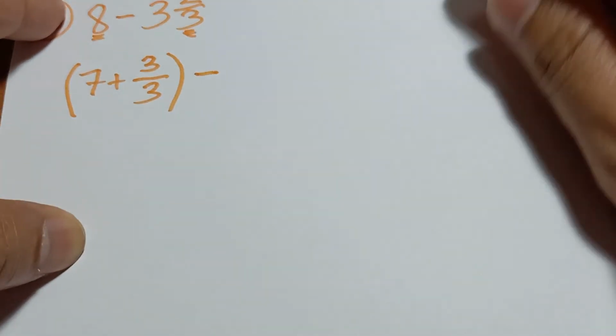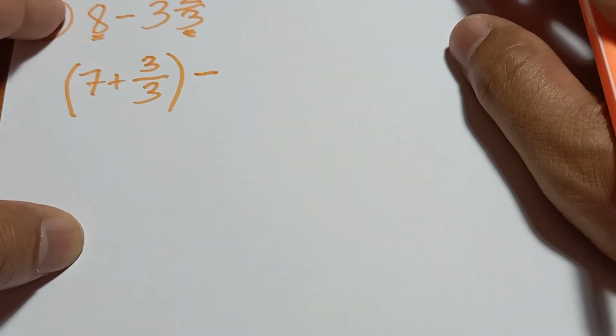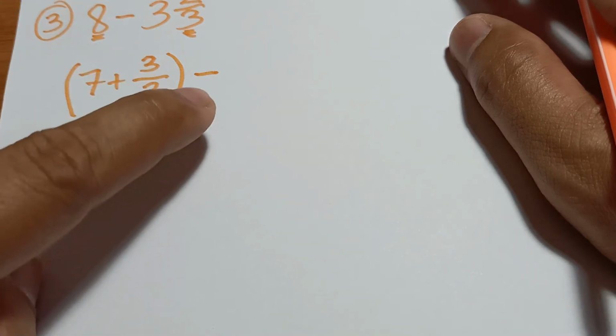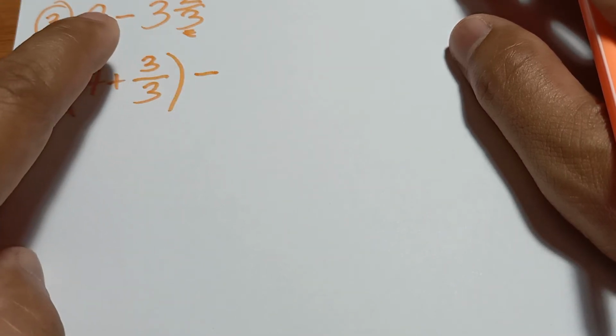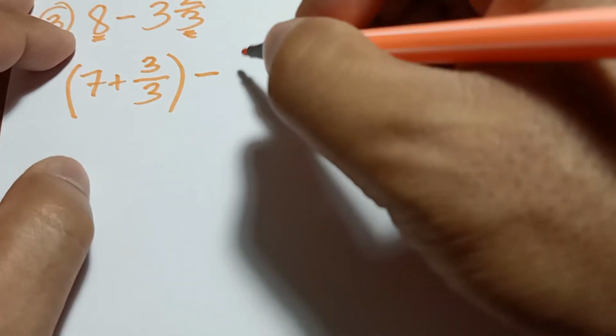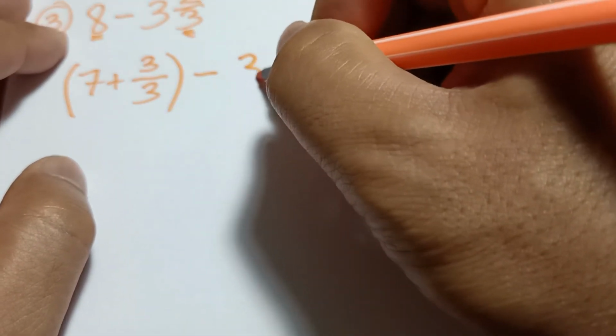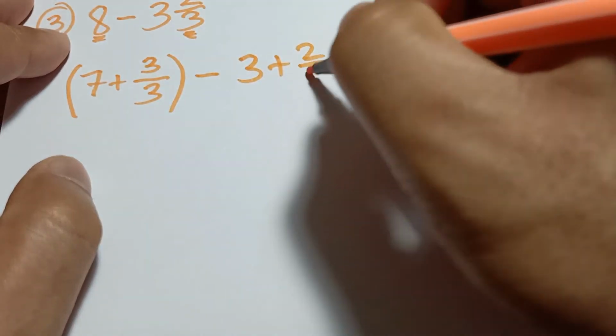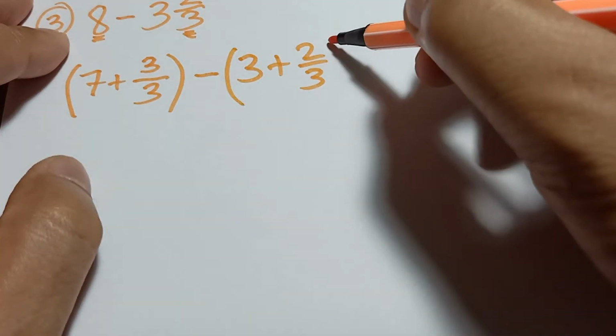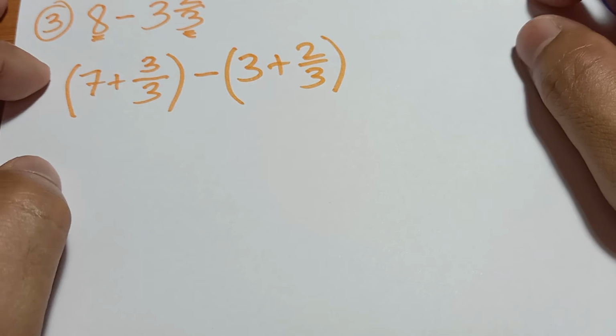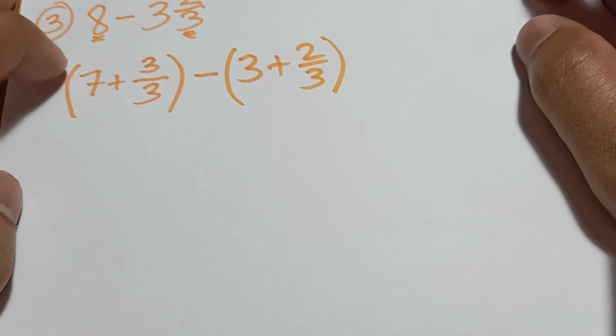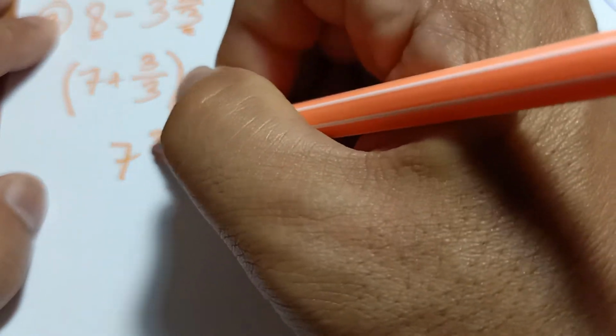Alright, group them into 2. Then minus 3 and 2/3. Down, copy it. Or 3 plus 2 over 3. It's the same. So I group them into 2. And then this one is just copy it, 7 3 over 3.